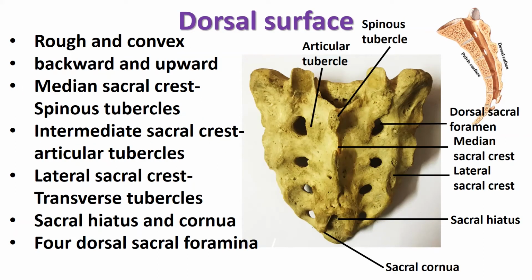So the dorsal surface of the sacrum is convex. Here you can see the convex dorsal surface which is directed backward and upward.